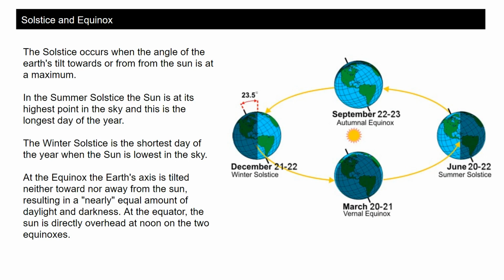So if we look at when this tilt is at a maximum relative to the Sun, those are known as solstices. So we have the summer solstice and the winter solstice. In the winter solstice, the Earth is tilted away from the Sun at its maximum. So the Sun is either at its highest point in the sky for summer solstice or the lowest point during the winter solstice. At the autumn and spring equinoxes, the Earth is neither tilted away from nor towards the Sun. So the length of daylight at the spring equinox is approximately equal to nighttime.